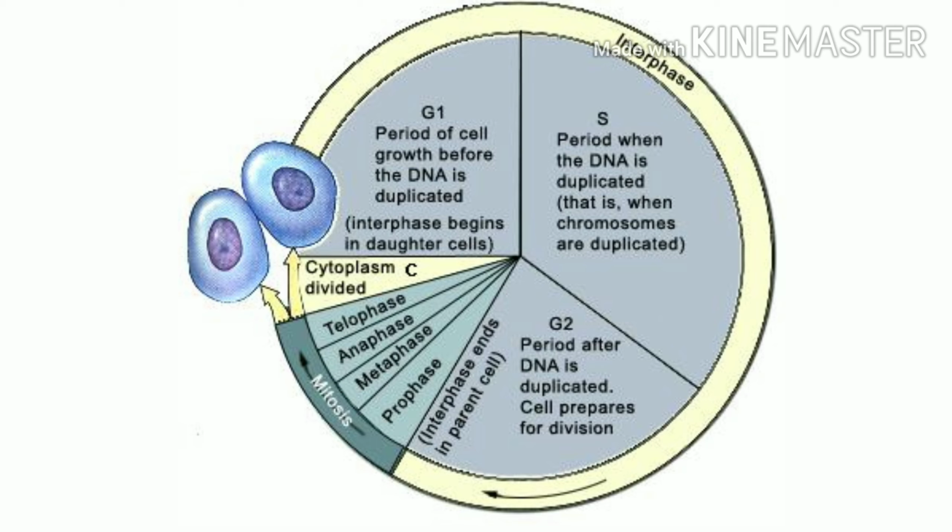Now, interphase is divided into three parts: G1 phase, S phase and G2 phase. G1 phase is the phase before DNA duplication. During this phase, the cell prepares cytoplasm. The cell prepares cell organelles like plastid and mitochondria, those which have their own DNA. The cell prepares an energy pool and also prepares proteins.